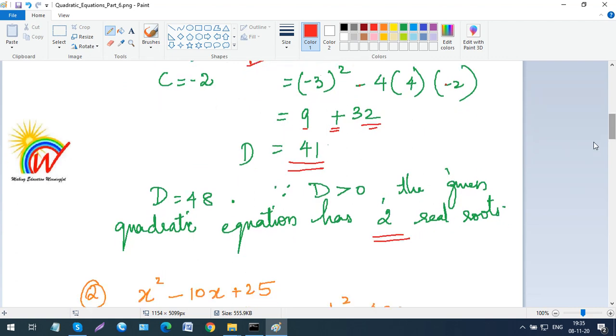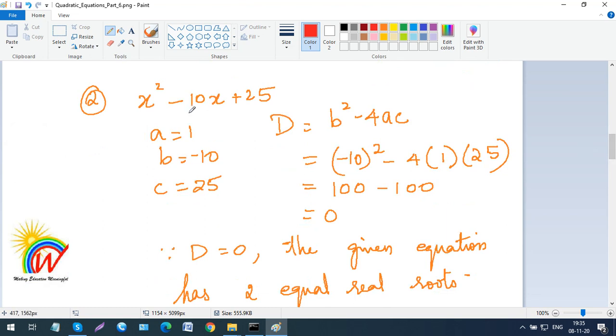Now let's look at one more example. x square minus 10x plus 25, let us say. Here nothing is attached to the x square, so a is 1. B is minus 10 and c is 25. So D is b square minus 4ac. So b is minus 10 the whole square, minus 4, a is 1 and c is 25. Minus 10 the whole square is, as I told you, you would have learned how to multiply 10 into 10, right?